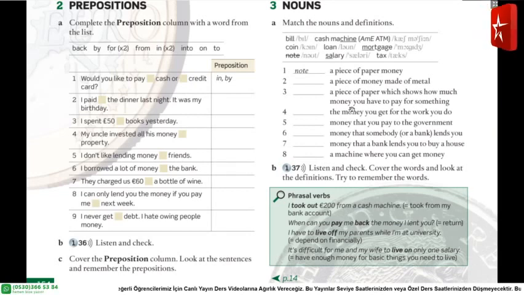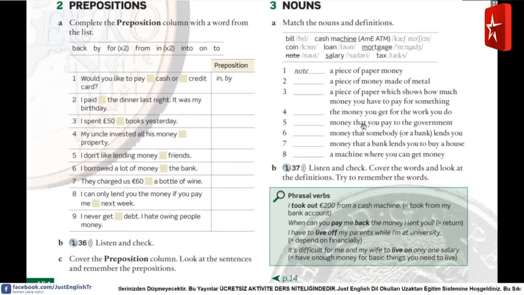Sibel says Azime, Tuka, Lara, Sudanas, they say bill. Yes, the bill is correct. The bill is a piece of paper which shows how much money you have to pay for something. And number 4, the money you get for the work you do.